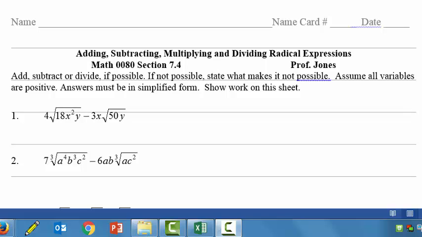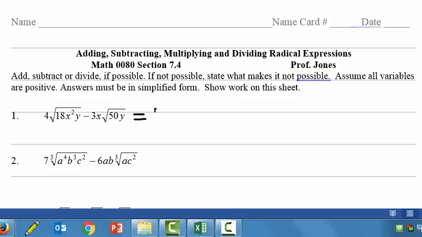Let's take a look at section 7.4 where we're adding, subtracting, multiplying, and dividing radical expressions. One of the things that has to happen for radical expressions to be added and subtracted is they have to have the same index and the same radicand. When we look at these two square roots that we want to subtract, we notice that they're both square roots, so that means they both have an index of 2, but they have different radicands.